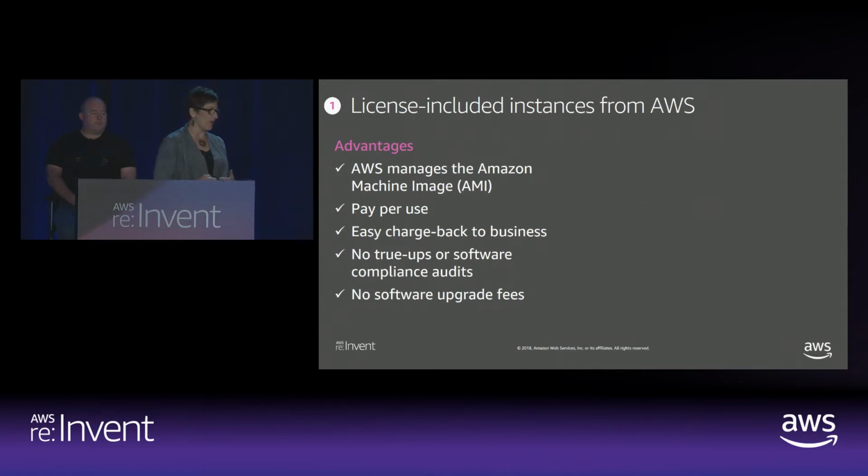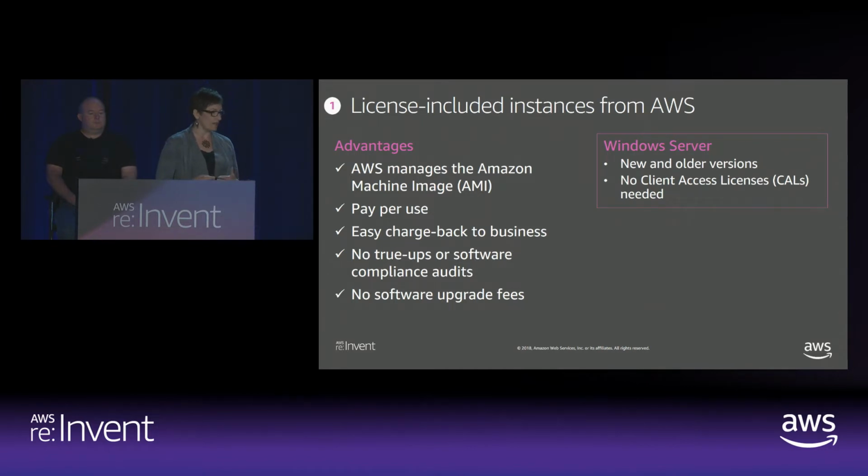License-included instances offer you many advantages. First, AWS manages the Windows image for you, so that you don't have to build and manage these images. Of course, license-included instances are pay-as-you-go, which are ideal for spiky workloads, as well as a dev test environment. It makes it easy to charge back the full license cost to the appropriate cost center. But best of all, you don't have to worry about annual true-ups or the potential for Microsoft software audit.